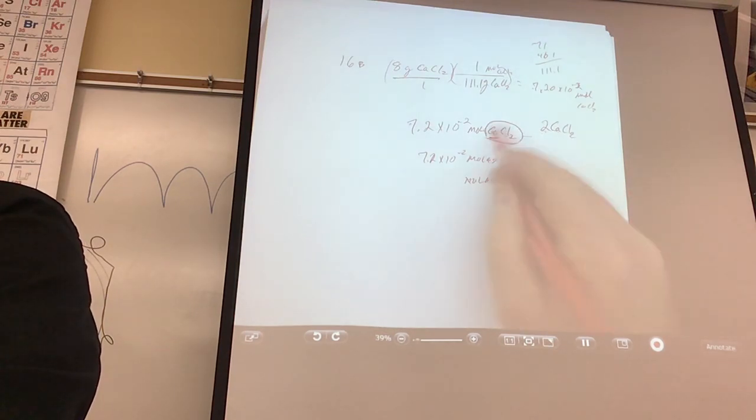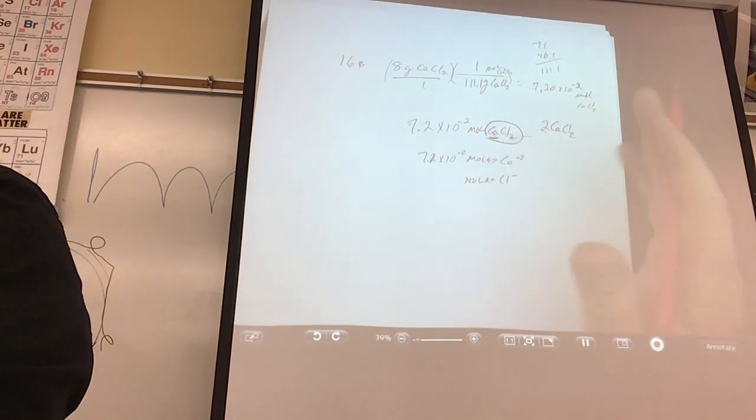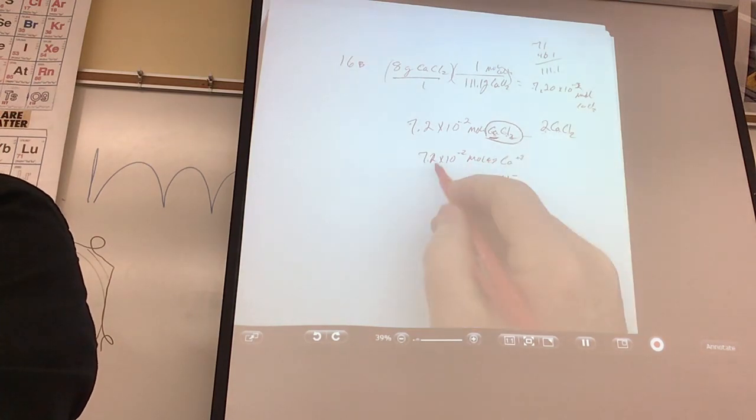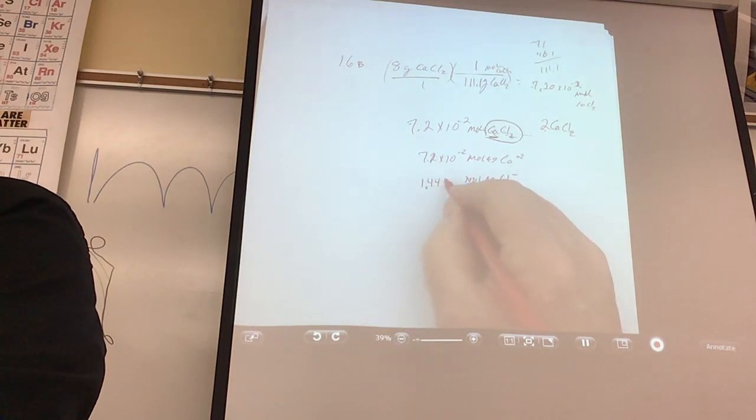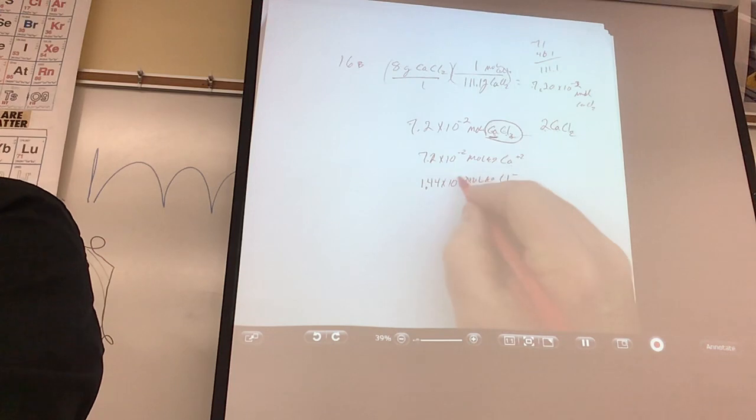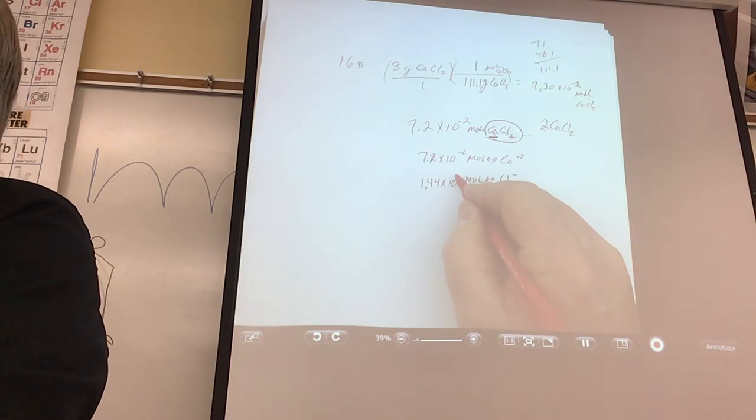For every one of these, you get what? Twice as many moles. So if you put that in a calculator for me, I think you're going to get 1.44 times 10 to the, oh, dang it. Let's see. What is it? Negative 1? Yeah.